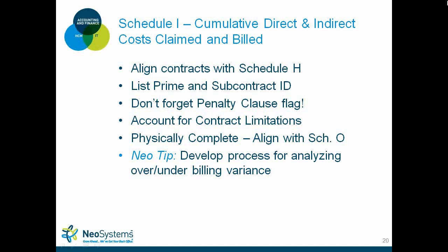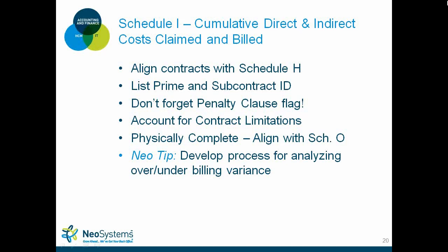So align them properly with Schedule H. List the prime and subcontractor or subcontract ID. This is what's already in H, but often we see that those are not even listed in Schedule I. So ensure that you have those in there. And please, please don't forget about the penalty clause. Over the past several weeks, we've been working with clients where those penalty clauses have been flagged or inquired about with letters from DCAA because those were just not populated, and that's something you've got to do, ensuring that you have those listed in there.